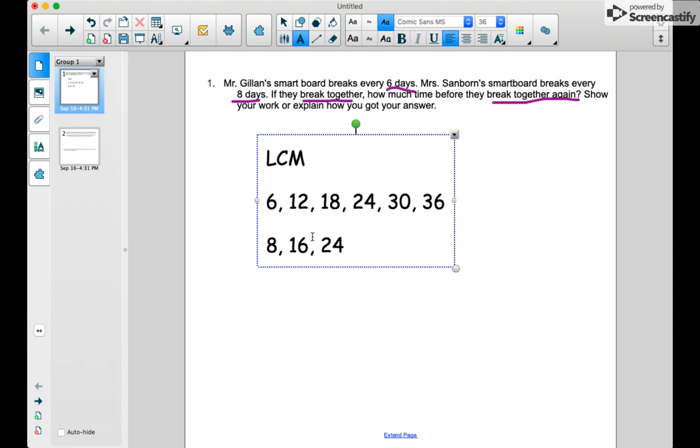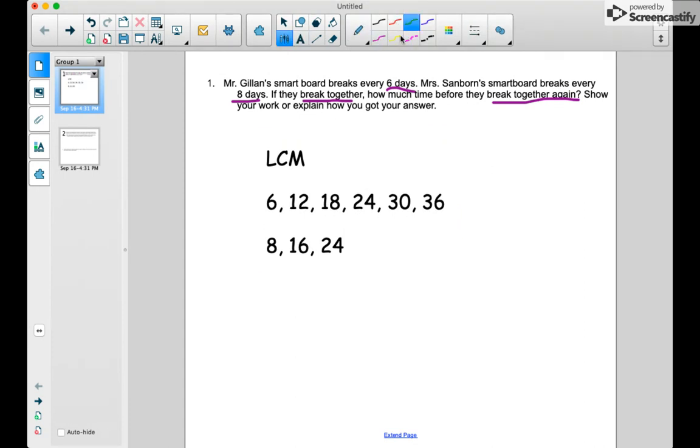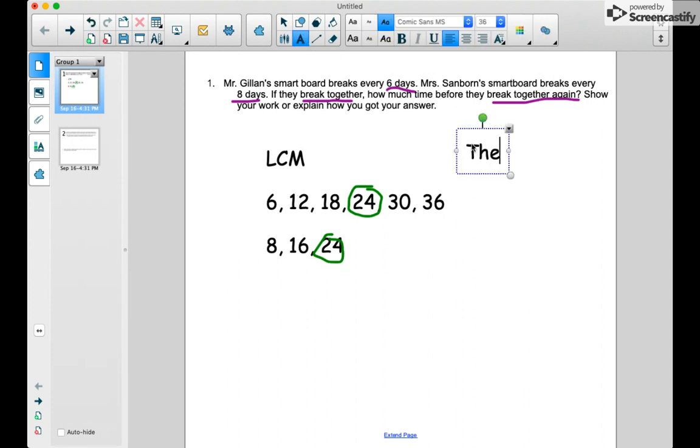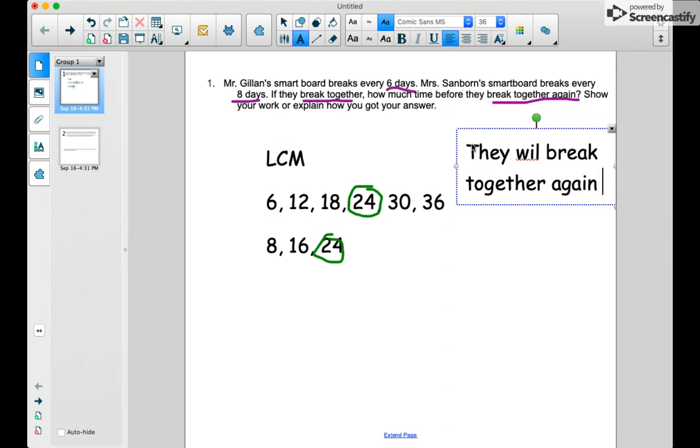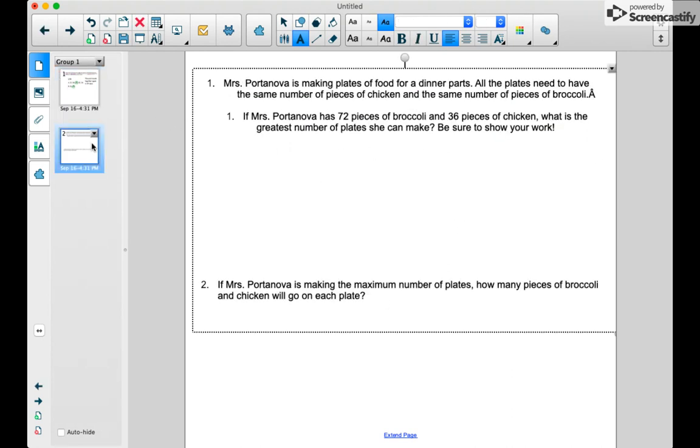And I can stop because when I got to 8 times 3, or 8 plus 8 plus 8, I have already found my least common multiple because they both have 24. So for the question, how much time before they break together again, I can say they will break together again in 24 days. And that's how I'm using the least common multiple to solve that problem.